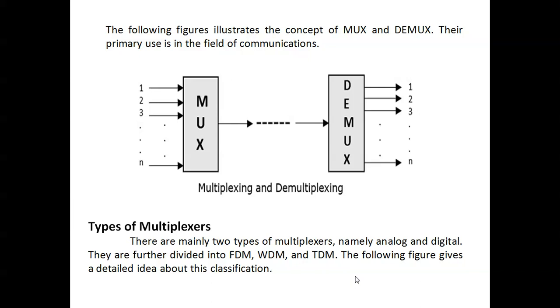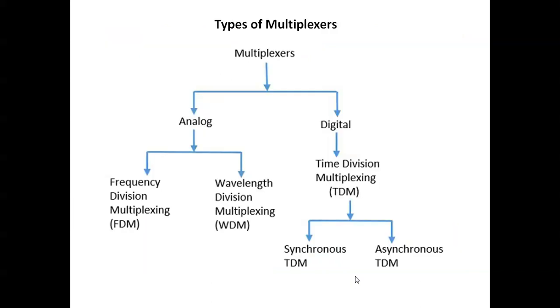Types of multiplexer: there are mainly two types, namely analog and digital. These are further divided into FDM, WDM and TDM. A figure will be shown for the classification. Under analog we have FDM, frequency division multiplexing, and WDM, wavelength division multiplexing. Under digital we have TDM, time division multiplexing, which is divided into two: synchronous TDM and asynchronous TDM.